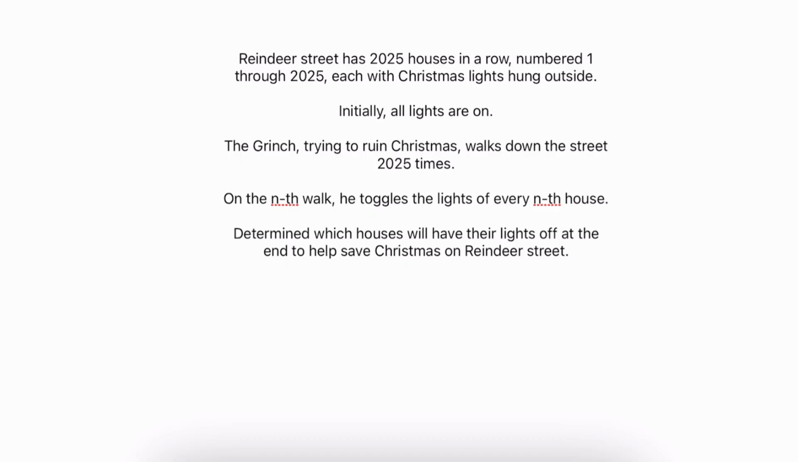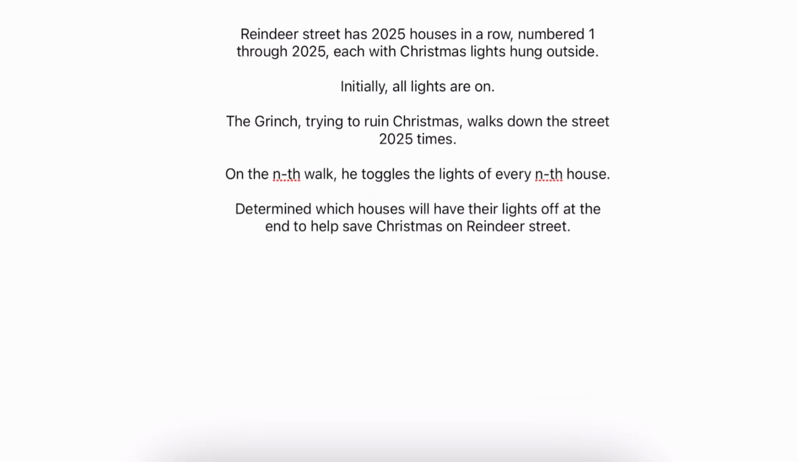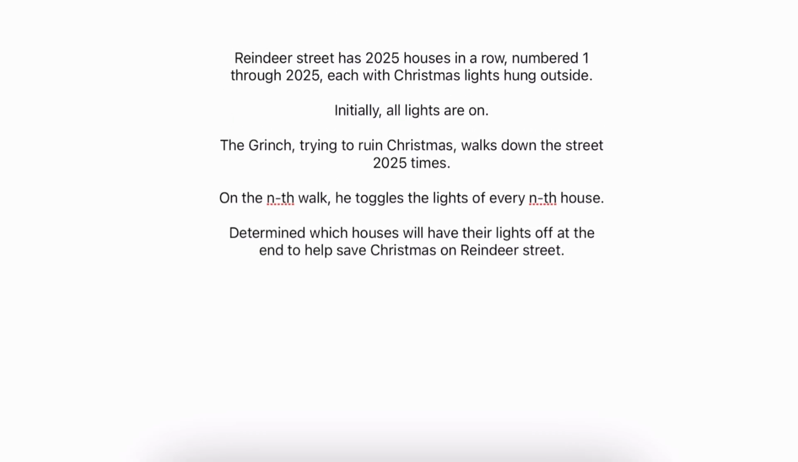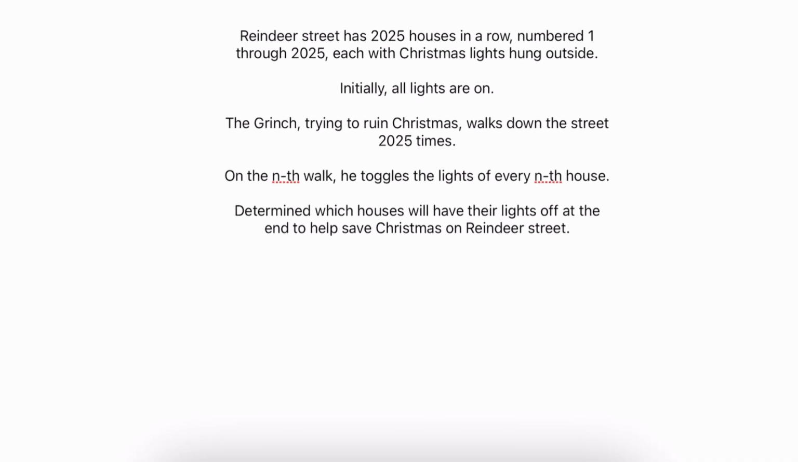So, the first walk, he'll toggle the light of every house. Second walk, every other house. Third walk, every third house, and so on. And toggle meaning if the house lights are on, then he turns them off, and if they're off, then he turns them on. And we want to determine at the end of the 2025 walks which houses will end up with their lights off.